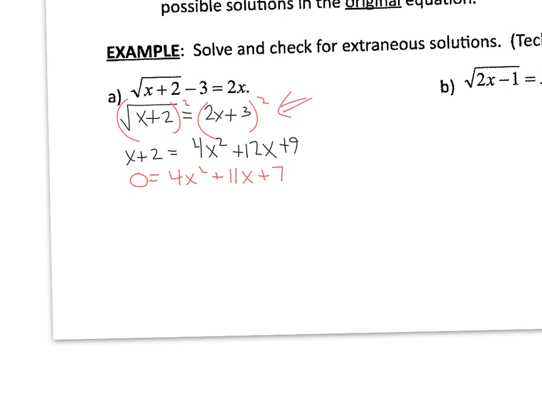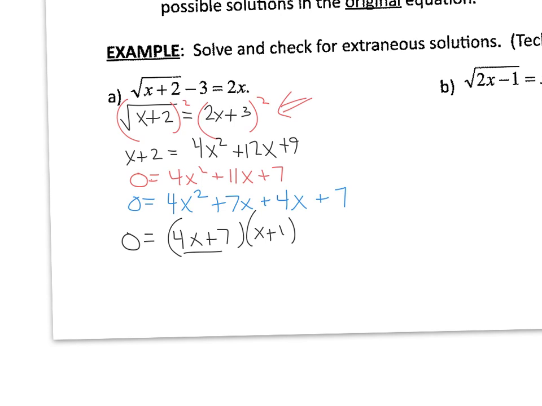Then I'm going to either do the quadratic formula, but remember first I'm going to try to see if this factors. So I look for factors of 28 that add up to 11, and that's 4 and 7. So I'm going to write 0 equals 4x squared, and instead of writing 11x, I'm going to write plus 7x plus 4x plus 7. Factor by grouping, and the result will be 4x plus 7 times x plus 1.